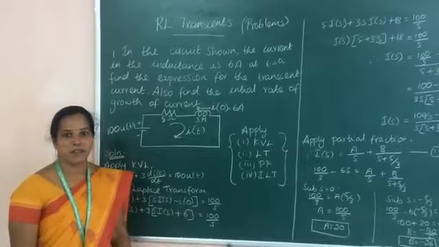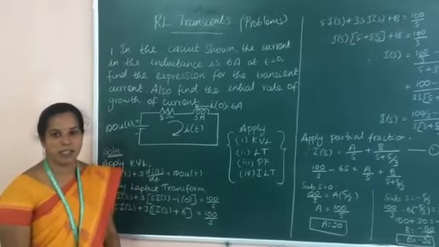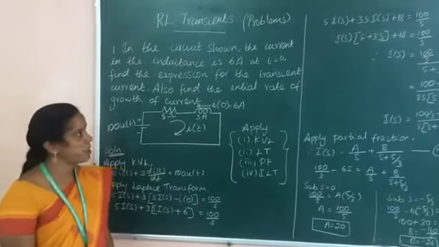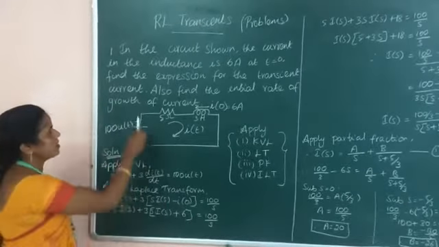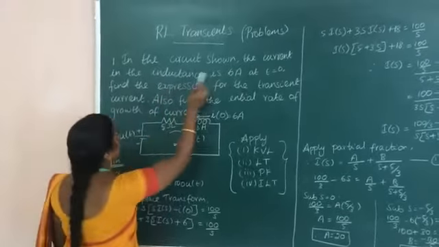Dear students, in this video we are going to see a few problems in RL transients. So the first problem given is: in the circuit shown, the current in the inductance is 6 ampere at time t is equal to 0. Find the expression for transient current. Also find the initial rate of growth of current.